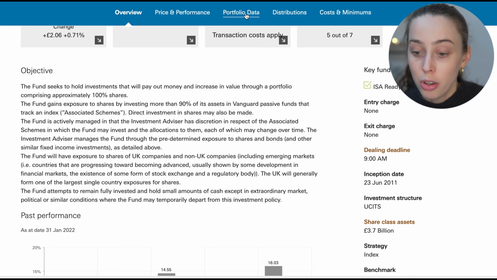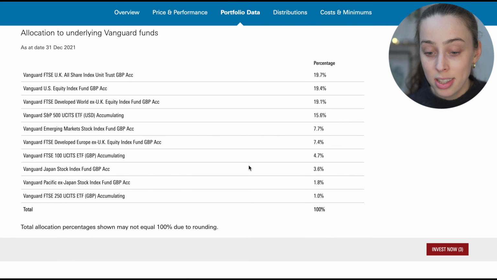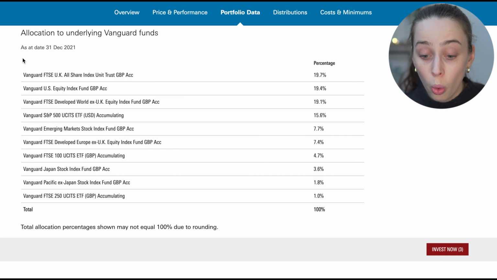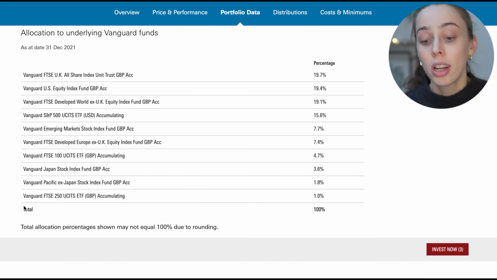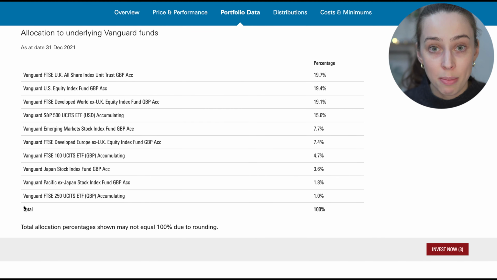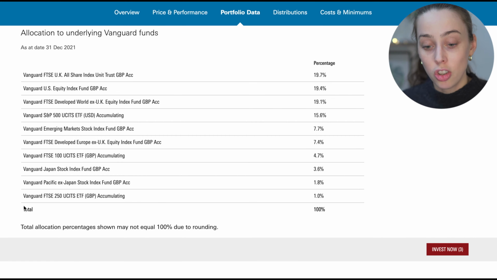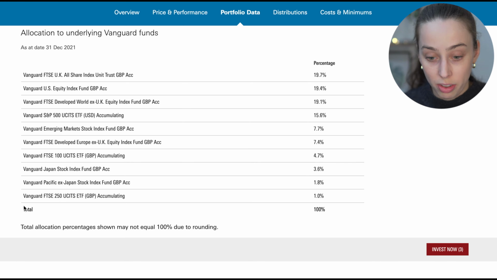What this is saying is that this fund is not picking individual companies to invest in. This fund is actually investing in an array of different funds. Let me show you what exactly I mean by this. If we go to portfolio data, we can see exactly how this is broken down. If you invest in the Lifestrategy 100 fund, you are investing in all of these Vanguard funds. That is why I said it's one easy, simple way to invest if you don't want to pick your portfolio yourself, because essentially you are getting exposure to all of these Vanguard funds.